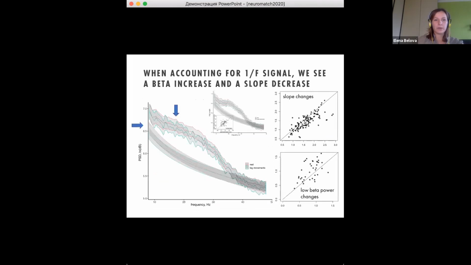And here are the spectra that were obtained using a novel approach, and we see a clear decrease in the slope during movement. Also, we see a not very clear, but still increase in the low beta band during movement. And here, to the right, are individual data for all our data set.